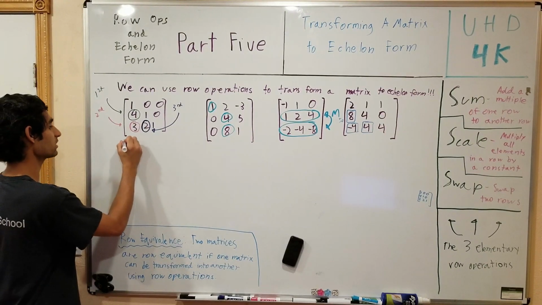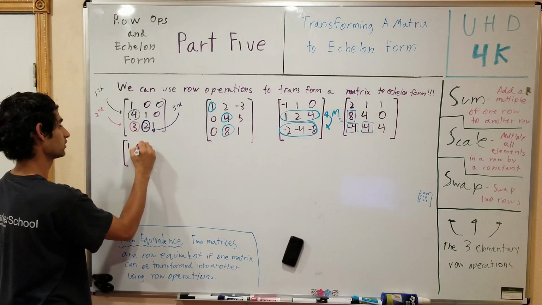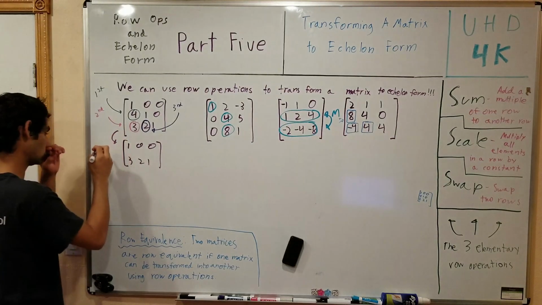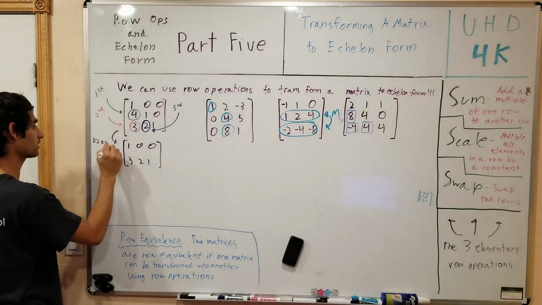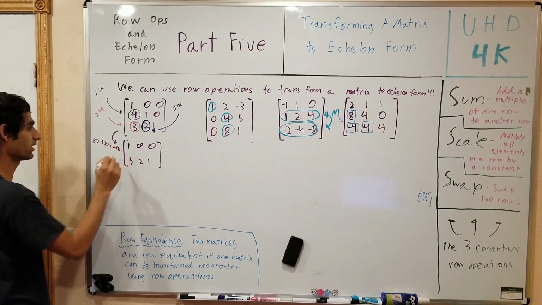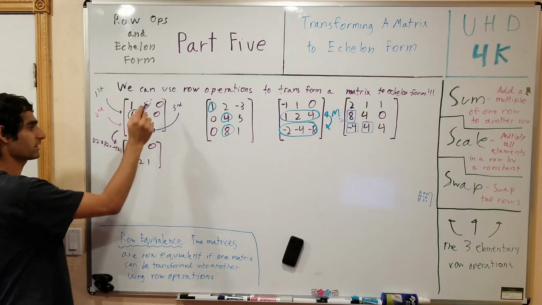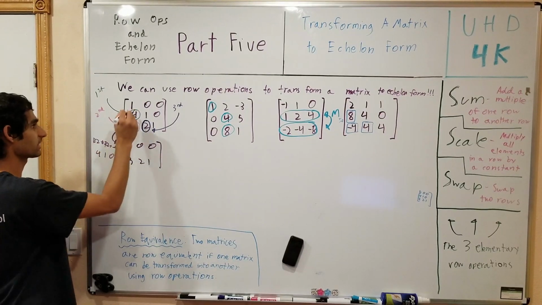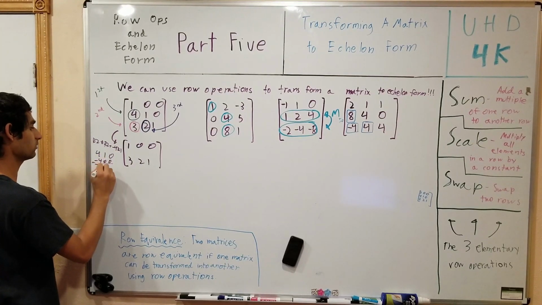We can achieve that by simply adding -4 times the first row. So why not do row 2 goes to row 2 plus -4 row 1. Basically, if we do -4 row 1, we get -4, 0, 0. Add that to the second row, 4, 1, 0. So 4, 1, 0 plus -4, 0, 0, we get 0, 1, 0.